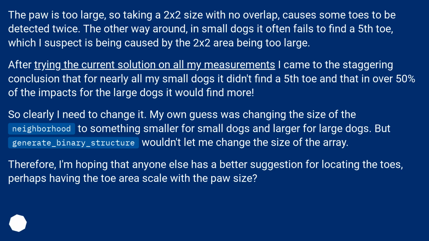My own guess was changing the size of the neighborhood to something smaller for small dogs and larger for large dogs. But generate_binary_structure wouldn't let me change the size of the array. Therefore, I'm hoping that anyone else has a better suggestion for locating the toes, perhaps having the toe area scale with the paw size?